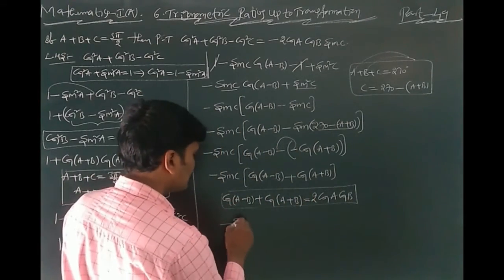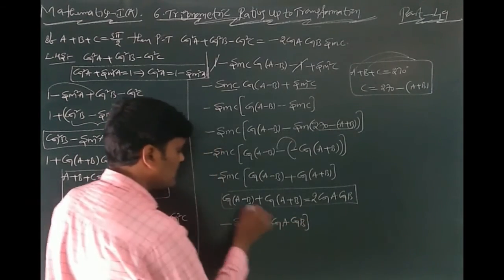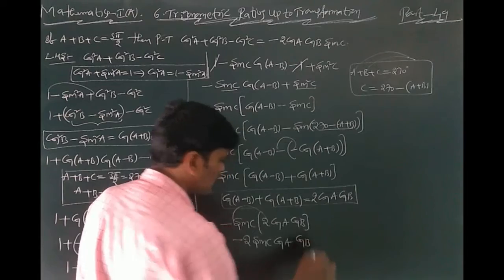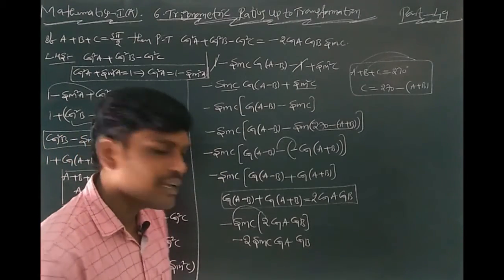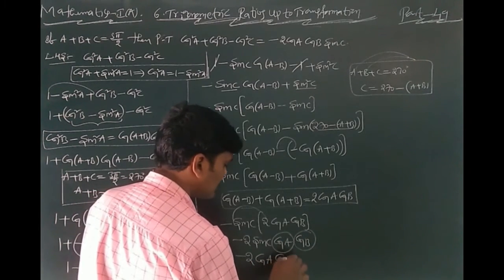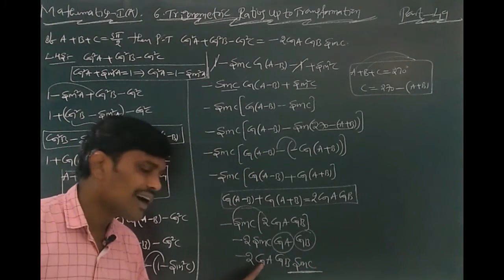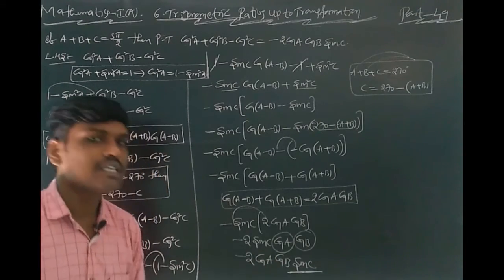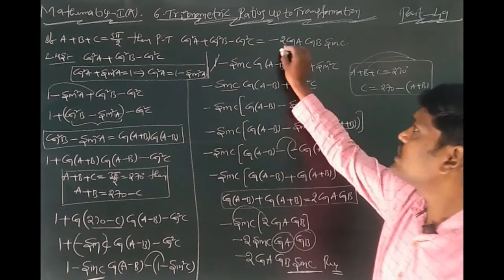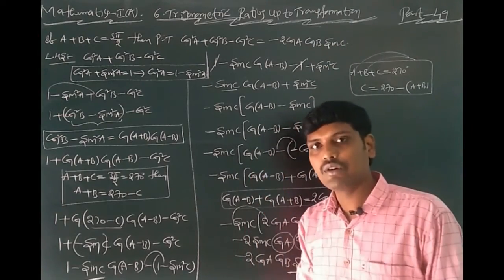You can write minus sin c times 2 cos a cos b, that is minus 2 into sin c into cos a into cos b. A angle is cos a, b angle is cos b, and c angle is sin c. This is the value, minus 2 cos a into cos b into sin c. This is the RHS part. Check, students: minus 2 cos a cos b sin c. So LHS equals RHS.